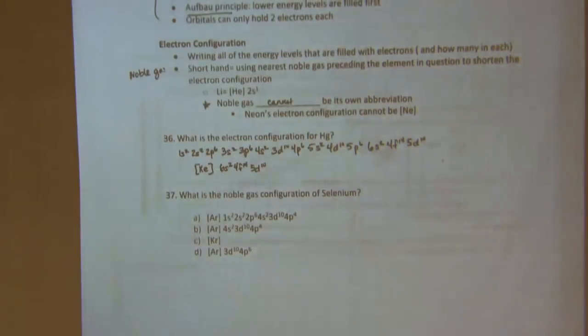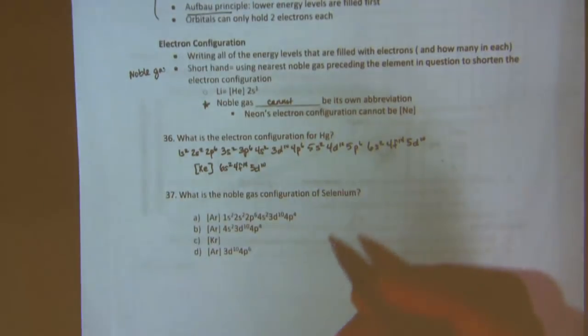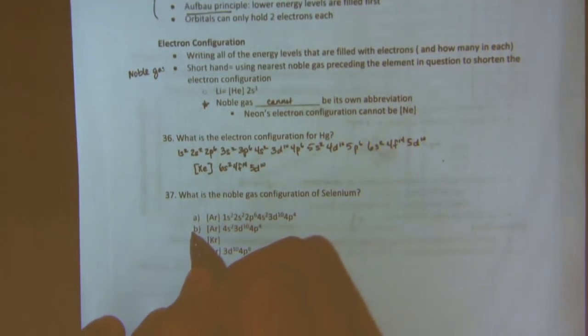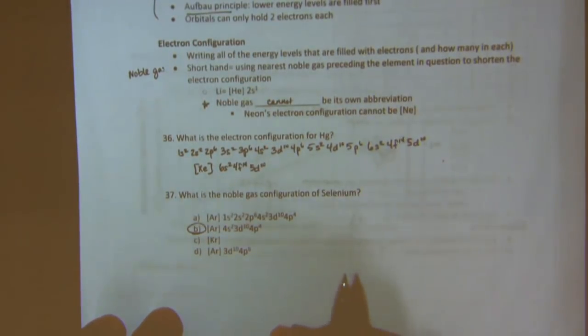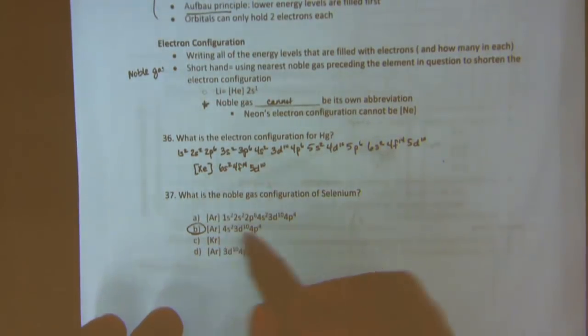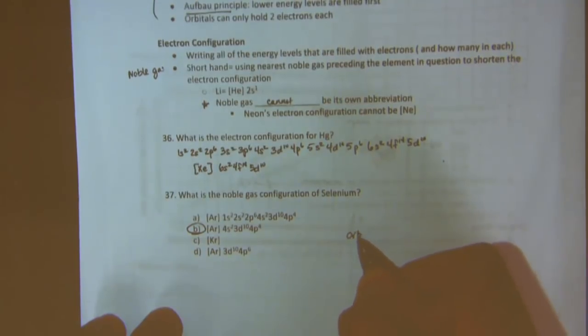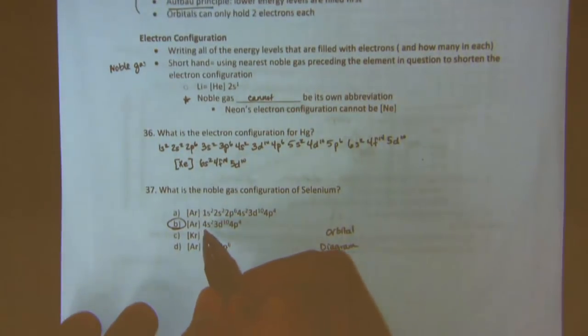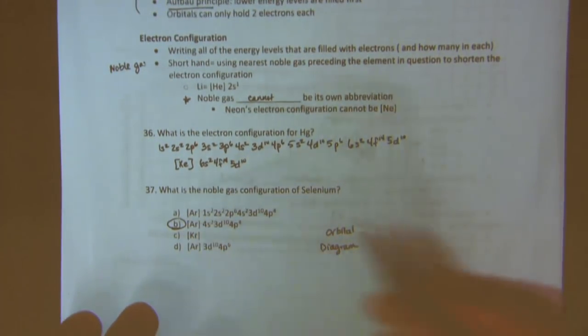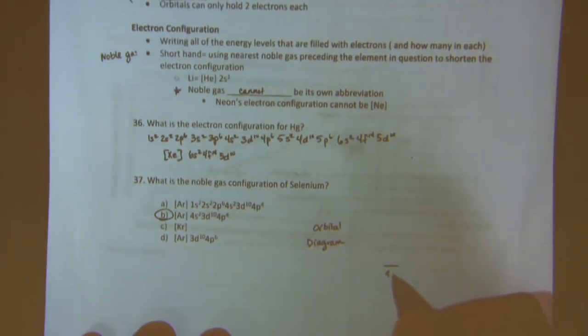For 37, what is the noble gas configuration of selenium? For selenium, the answer would be B, and that would be confirmed by your periodic table. You would go to argon, 4s2, 3d10, and then 4p4. So we're going to draw the orbital diagrams of selenium real fast. Going off of the residual orbitals off of argon, we're going to have 4s, we're going to have 5 for 3d, and we're going to have 3 for 4p.